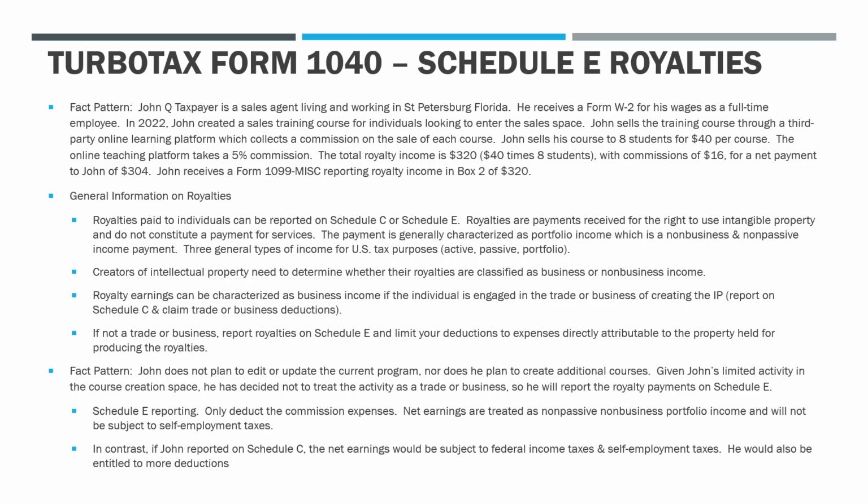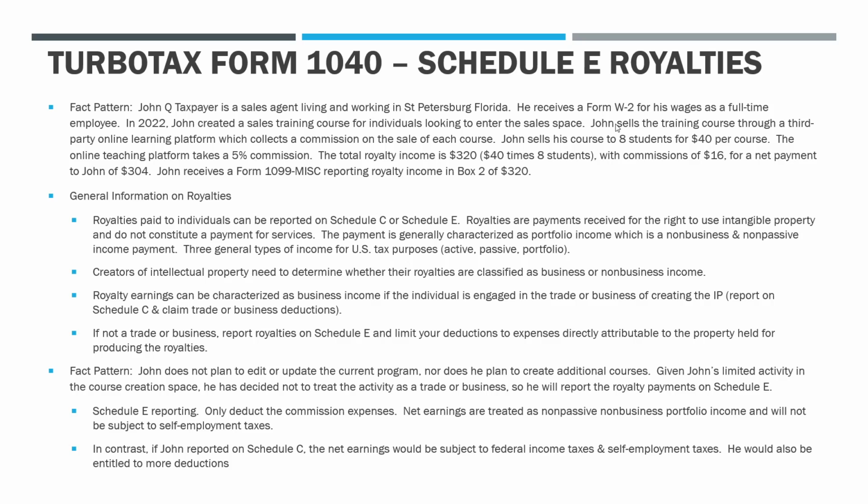So, similar to the previous TurboTax videos we've covered, we're working with John Q. Taxpayer here, and he's a sales agent in Florida. And so he has a full-time job, right? So he's got a W-2 for his wages there. But in addition to that, what he did during the year was he created a sales training course for individuals that were looking to enter that space, right? So he's basically doing a little bit of coaching here.